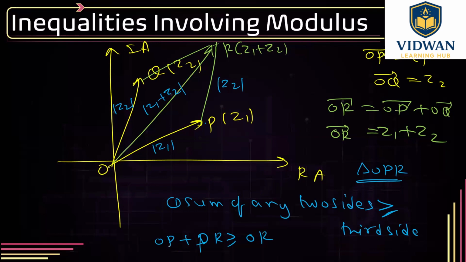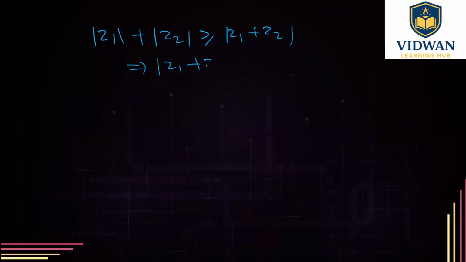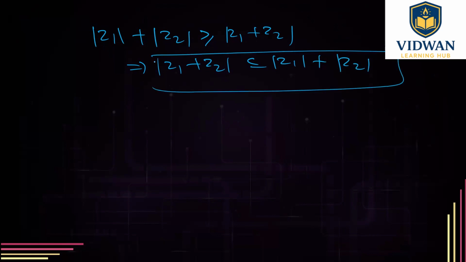So one of them is mod Z1, the other is mod Z2, and OR is mod of Z1 plus Z2. So you will get here mod Z1 plus mod Z2 is greater than or equal to mod of Z1 plus Z2. And this is the same as writing mod of Z1 plus Z2 is less than or equal to mod Z1 plus mod Z2. This is the first inequality that we get. Later we'll club all of them. So this is the first one. Let us put this in a box.